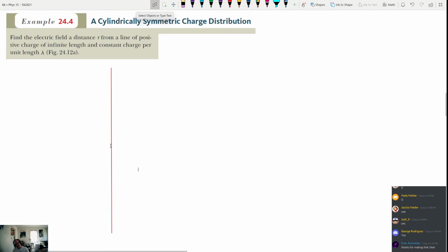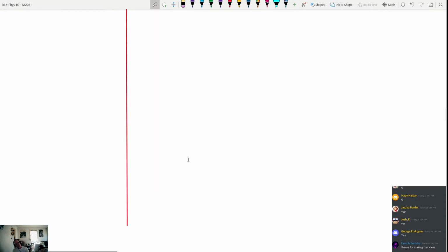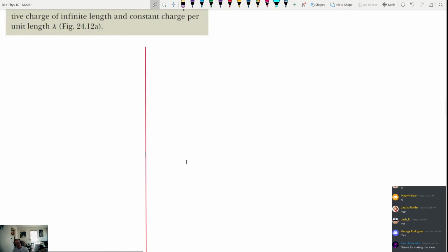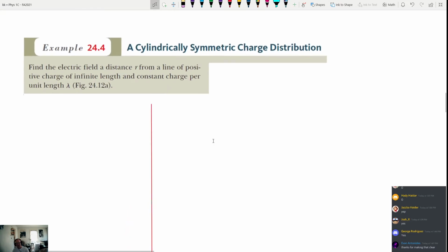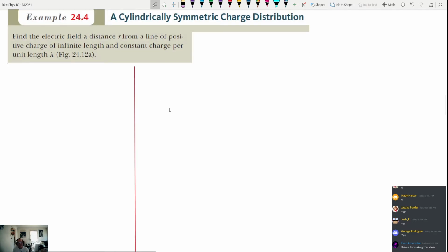Is that straight? I really can't tell. Maybe it is. Looks pretty straight. All right, so we have our line. It is a positively charged line of infinite length. So let's indicate that it's positive here. Just go along here and say this is positive.